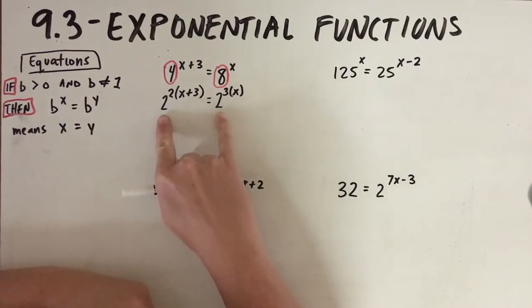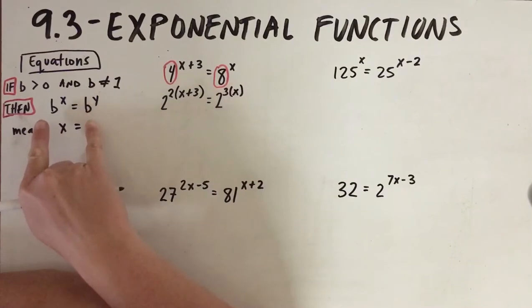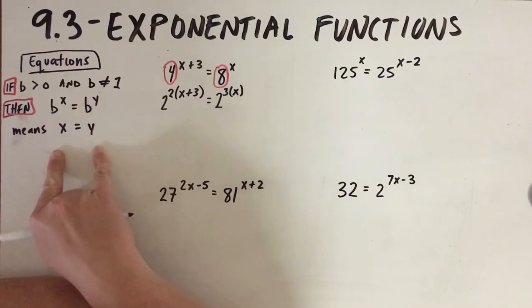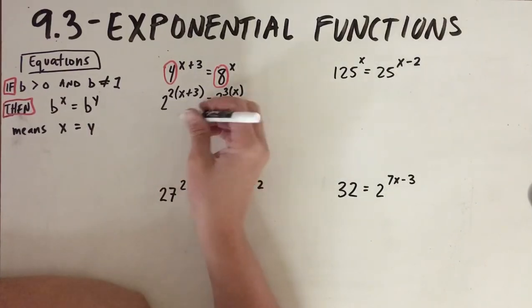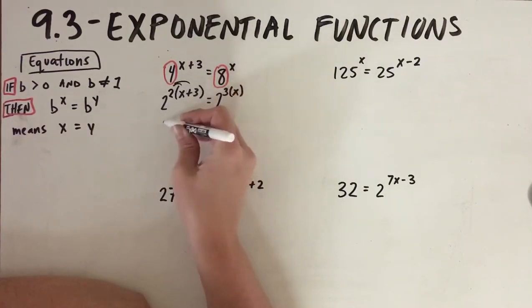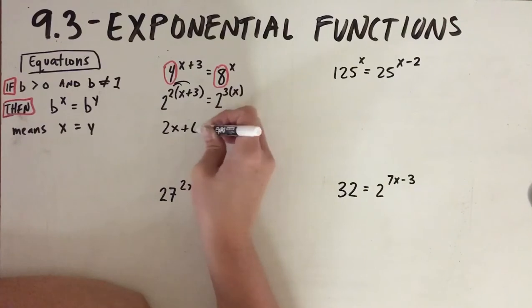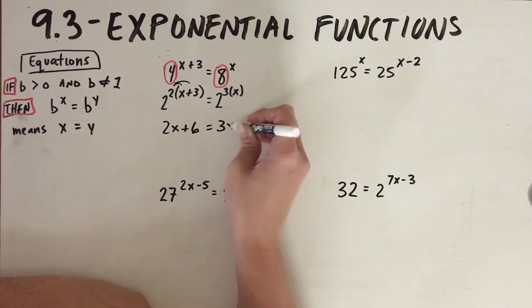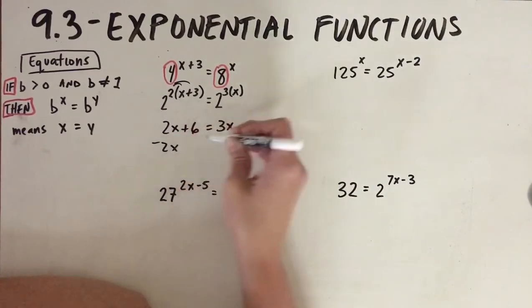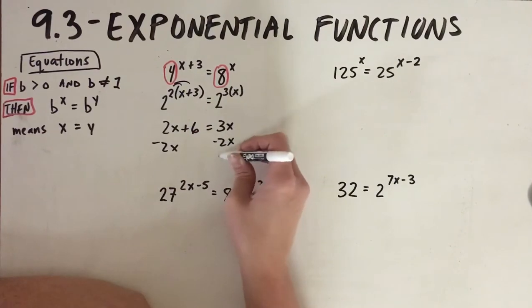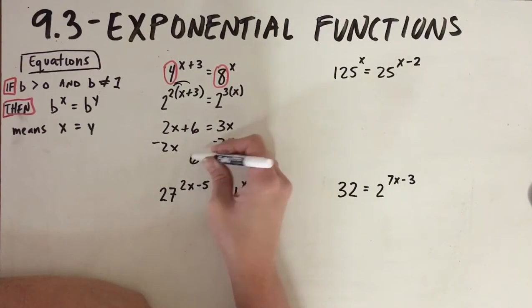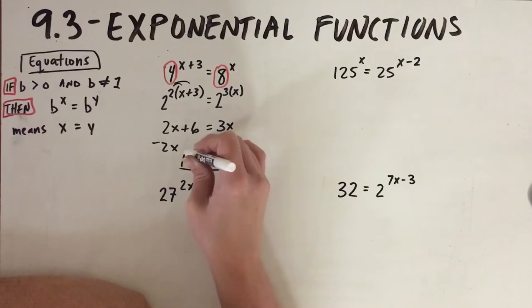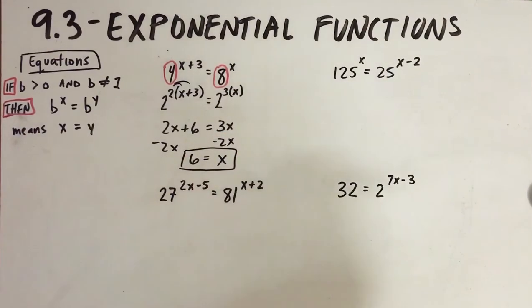Now that I have the bases the same, the base is 2, then I can just set the exponents equal to one another. So I'll distribute here and we'll get that 2x plus 6 is equal to 3x. I'm going to subtract the 2x and we get that x is equal to 6. Pretty crazy that we can just solve it that way, but if we can make the bases the same, then we can solve for the exponents.